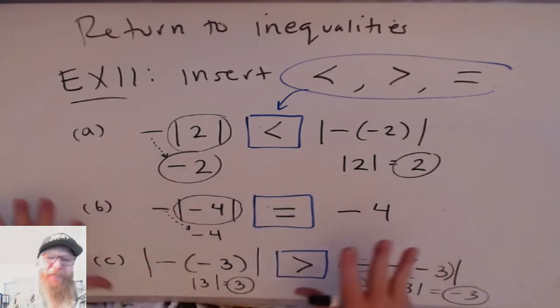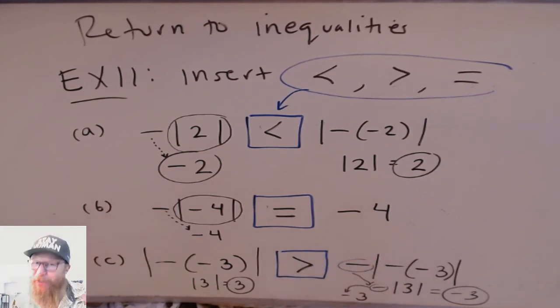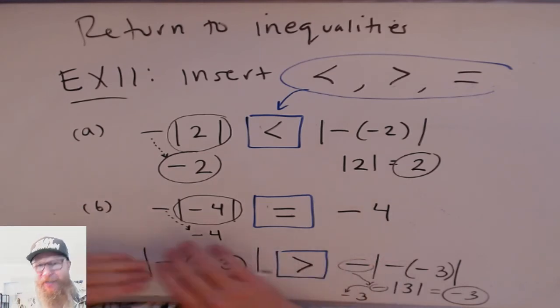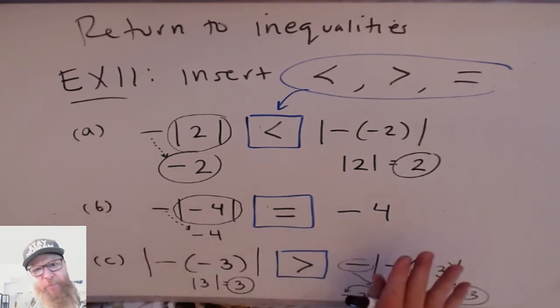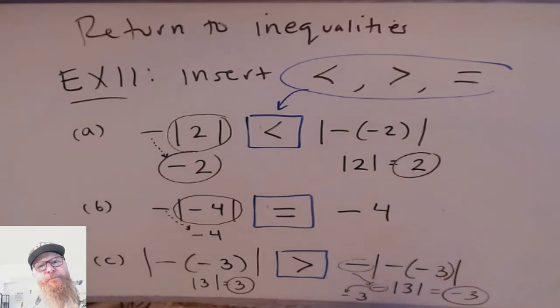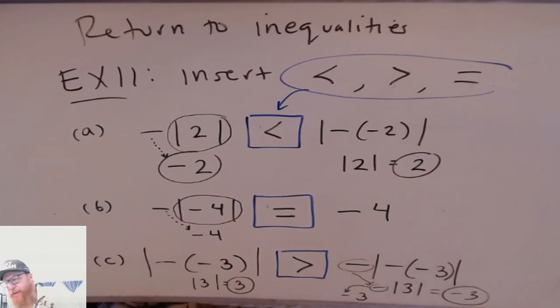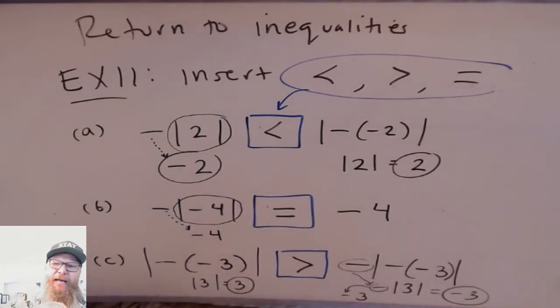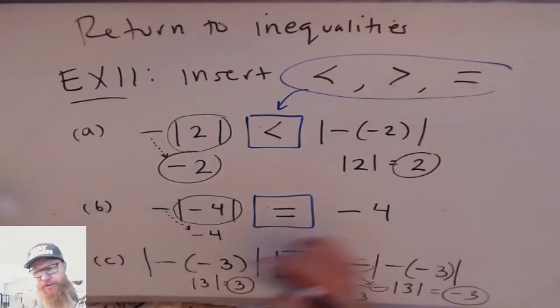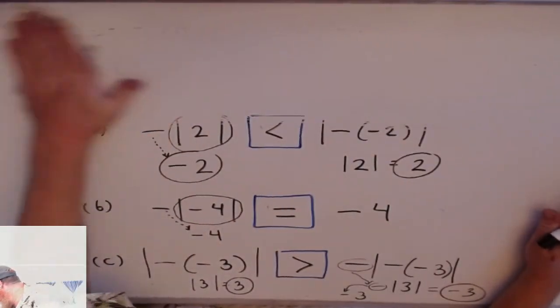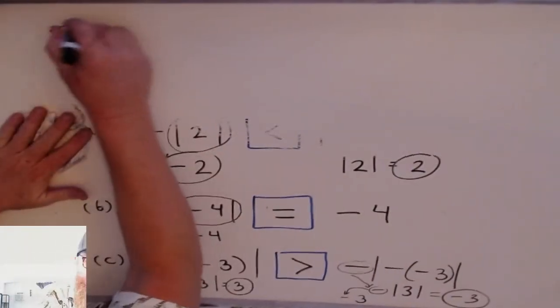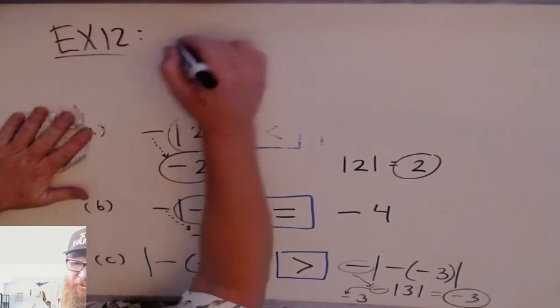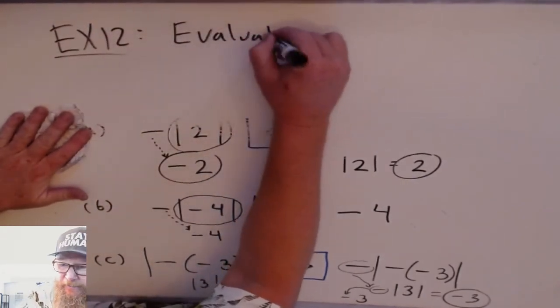I guess you could draw these on the number line if you really had to, but again, I mentioned this earlier. The number line is there the whole time. Whether you draw it is really up to you. And finally, we're going to end this section with some simplifications. Also known as evaluations.